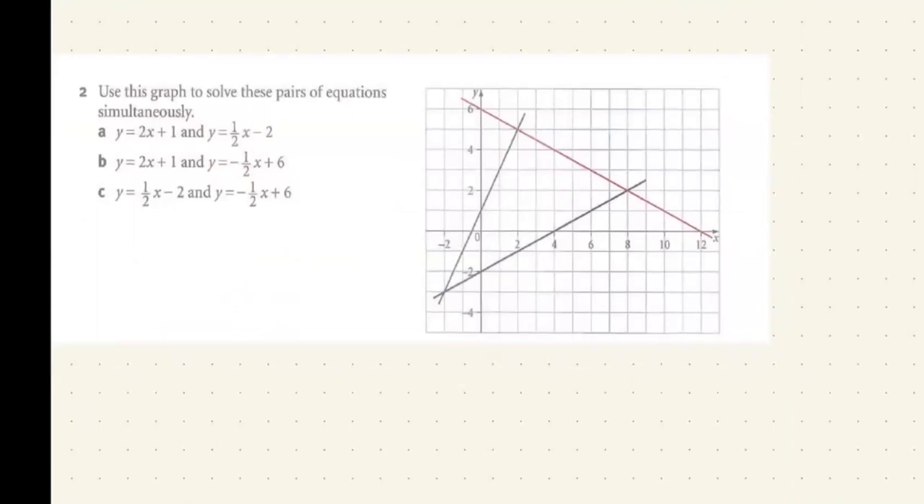The first step that we need to do is identify our lines. +1 is here, so I can say that this line is y = 2x + 1. Okay. The next one, -2. Last one, +6.